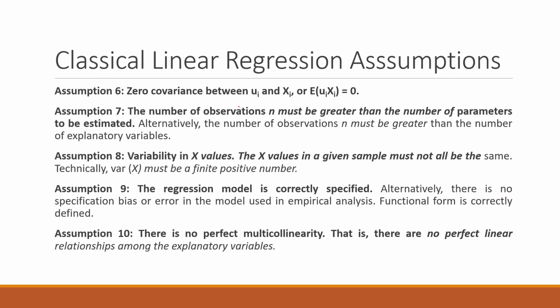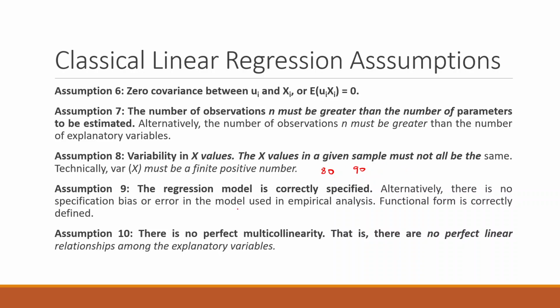Assumption 6, zero covariance between mu i and xi. Assumption 7, the number of observations n must be greater than the number of parameters. Assumption 8, variability in x values. X should change, and yes, we have changed the values of x. So one observation was taken at 80, then 90, then 125, in such a way.